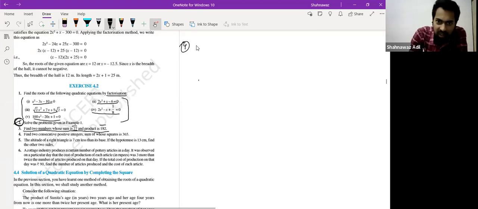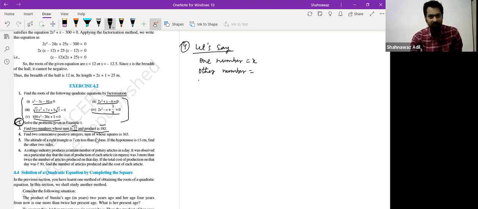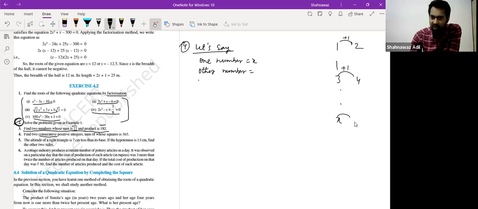So let's say one number is x, right? So what would be the other number? These are consecutive, right? You can directly say these are two consecutive positive integers. So if one number is 1, the other would be plus one, which is 2, right? If this is 3, then 3 plus 1 would be 4, right? So if one number is x, what would the other number be?